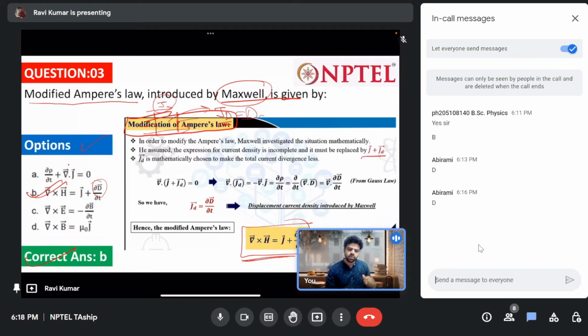It means you have not gone through the lectures yet. It's fine, but go with the timetable which you are having.